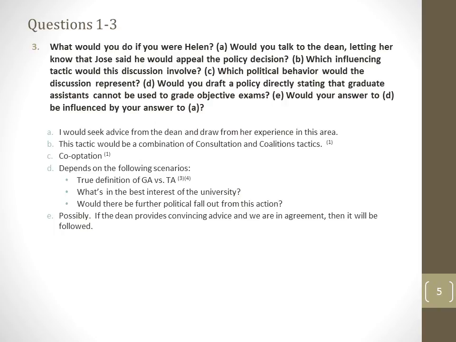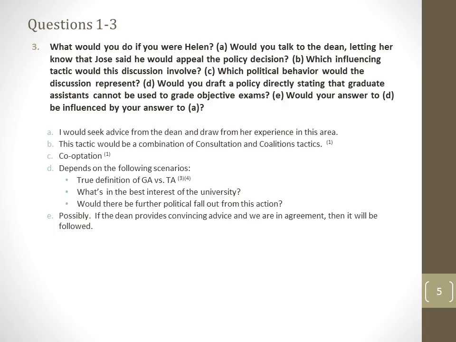It really depends on a couple of different things. One is, what is a true definition? It's not very clear in this case whether a graduate assistant is a TA or a GA, even though it's a graduate assistant that's called out, but there's more definition to what it is. In source number 3, which is from Brown University, a TA is, as part of their duties, they do grade exams instead of the professor.